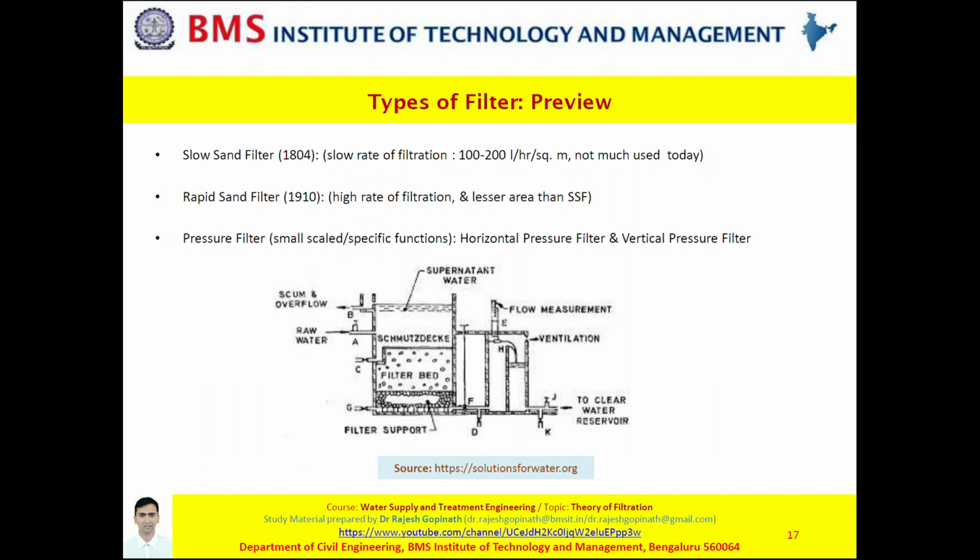Slide 17. In the further classes, we shall be discussing the three different types of filters: slow sand filter, rapid sand filter, and pressure filter. The name itself suggests slow sand filters are those filters which have a very slow rate of filtration. Rapid sand has a higher rate of filtration. Pressure filter is that which works under pressure and not under atmospheric pressure like your slow sand and rapid sand.